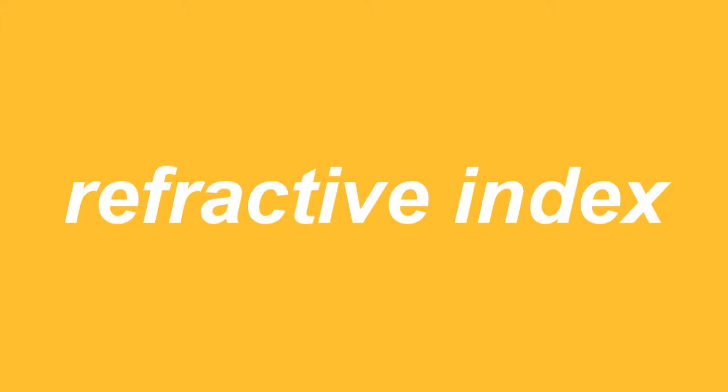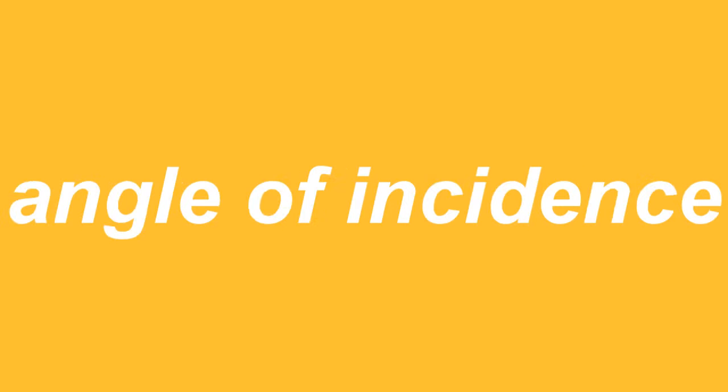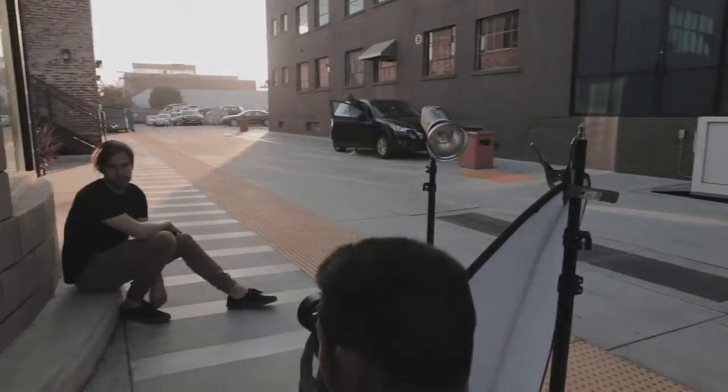When a lens is created, there are two main factors in its design: the refractive index of the material, which is how much a material slows down the beam, and the angle of incidence. The greater the angle of incidence, the more bending occurs. This is why wide-angle lenses, which need to bend the light a long way, have such a bulging appearance.